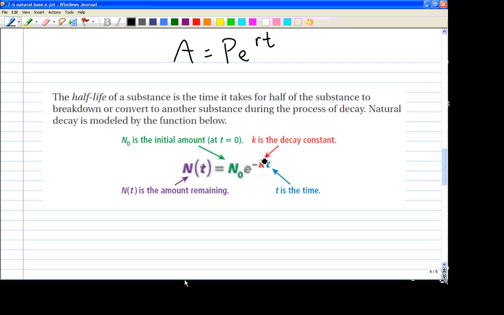But k itself will not be negative. k is the decay constant, kind of like what our rate used to be. And then t is the amount of time. Let's look at how to use this.